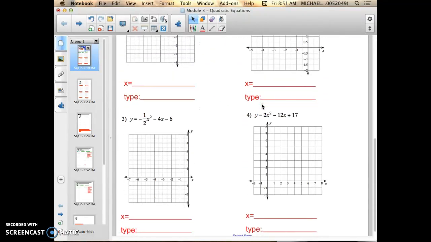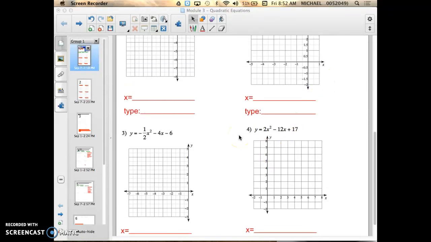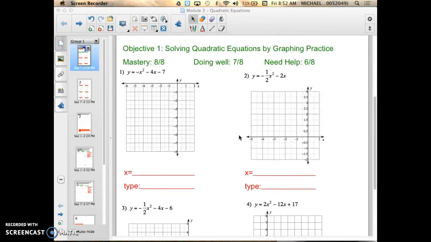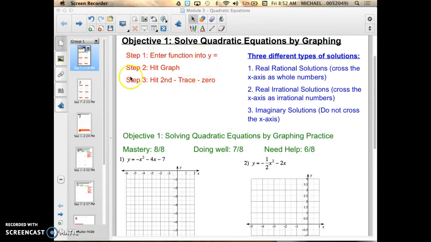I am going to do number 4 here, because number 4 will have solutions that appear as irrational, and I want to show you what that looks like. There's a specific button system you have to press on the calculator in order to find the solutions for irrational. So as I'm doing number 4, if you want to, please write out the steps that I take on the calculator. I've written out basic steps to find solutions if you're graphing in red up here, and that's what I'm going to follow initially, but then step 3 is a little bit more in depth.